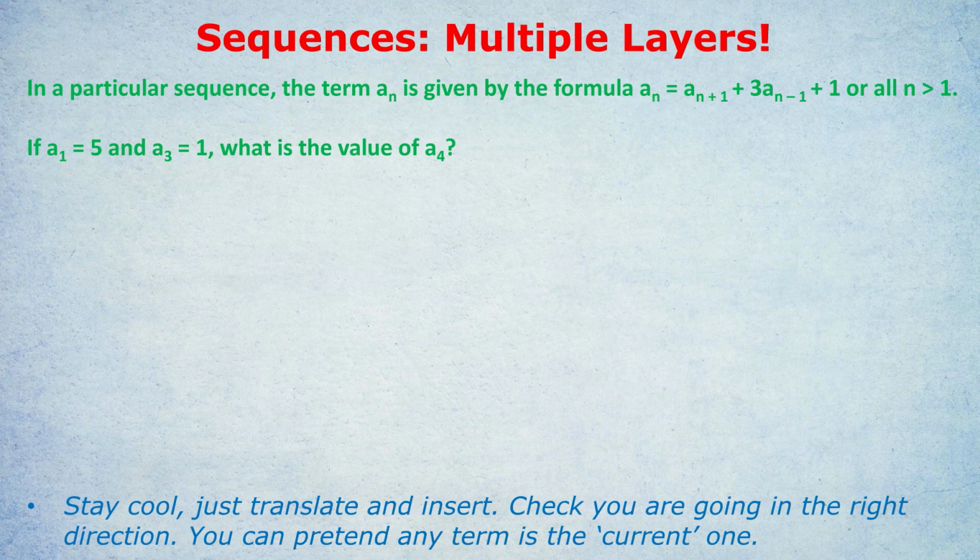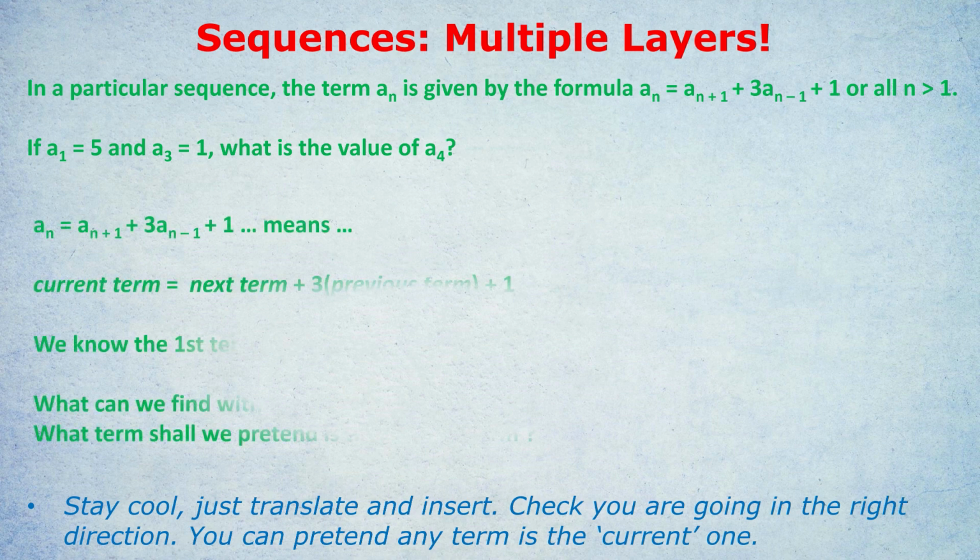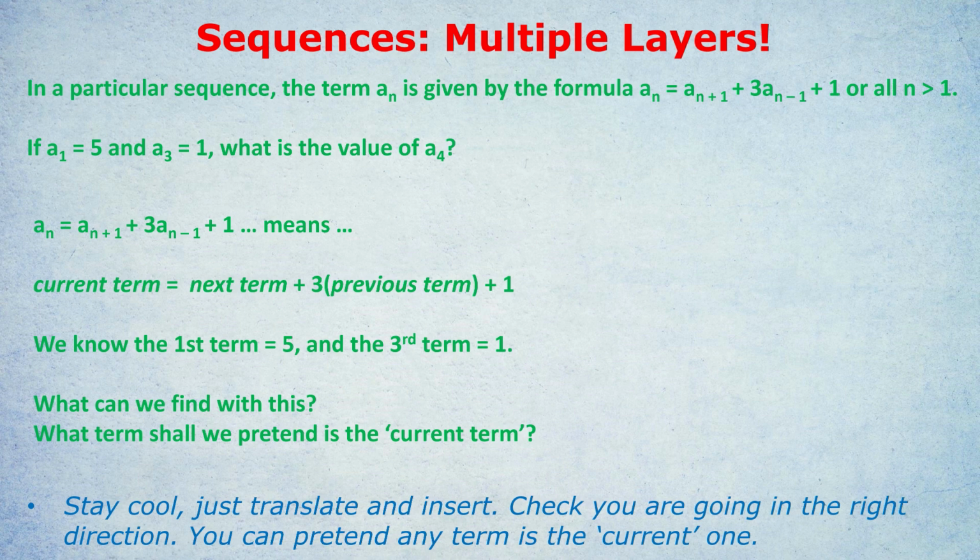Okay, let's do this one together. First, let's translate the formula using our translations that we know about. an is the current term, an plus 1 is the next term, and an subscript minus 1, or an minus 1, is the previous term, plus 1. So that's the translation, and we know that the first term is 5 and the third term is 1. But what can we find with this? That's what I've asked. And more importantly, what term shall we pretend is the current term?